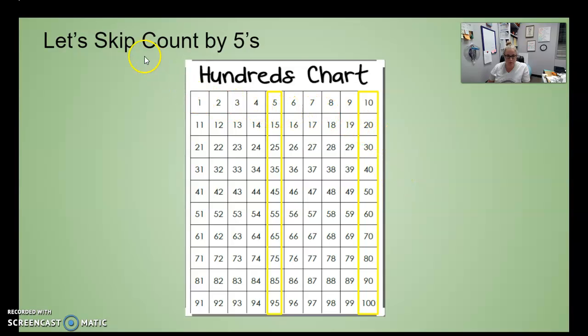So the next thing I want to do is practice skip counting by 5s. The reason I want to do that is because when we use money, we skip count by 5s a lot. So let's just do it together very quickly. I have them highlighted in yellow so that they can help us. So if we start, we're going to start at 5, 10, 15, 20, 25, 30, 35, 40, 45, 50, 55, 60, 65, 70, 75, 80, 85, 90, 95, 100. Nice job.